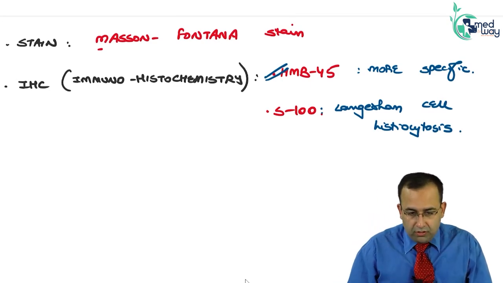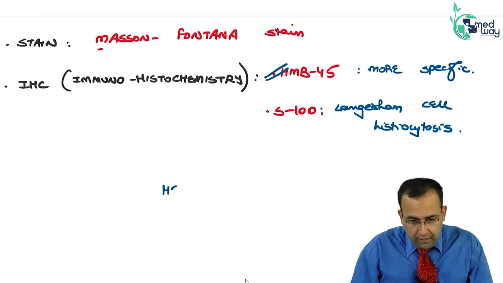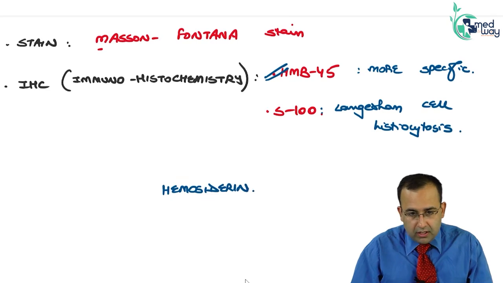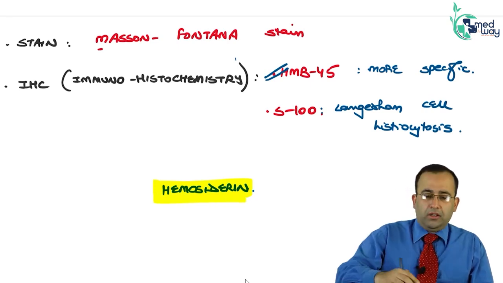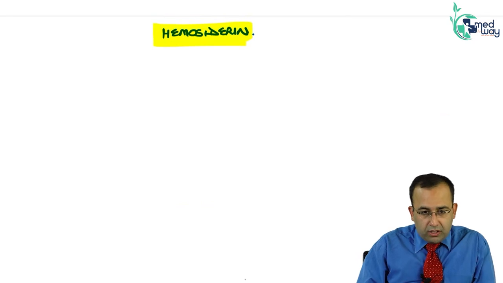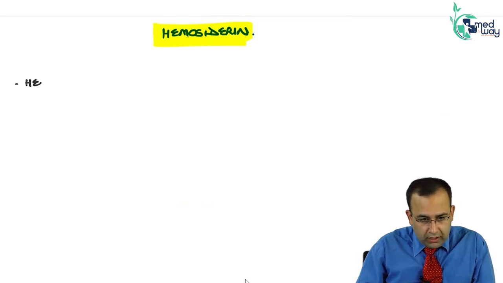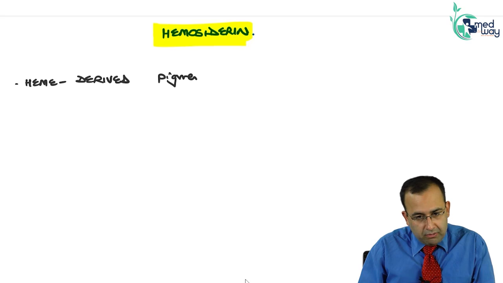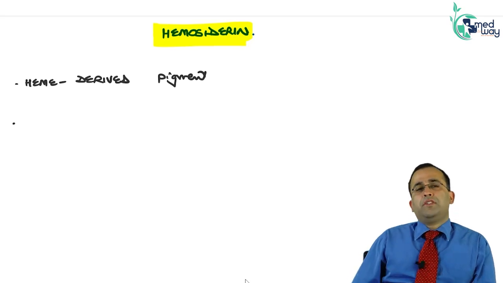And this gets us to our last endogenous pigment, that is hemosiderin. The name tells you everything. This is a heme derived pigment. Next point.